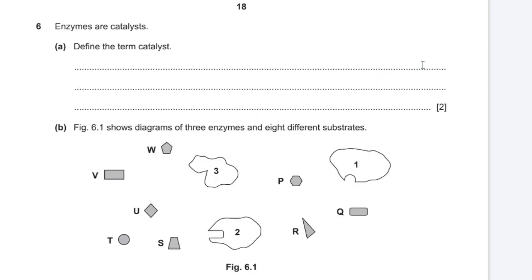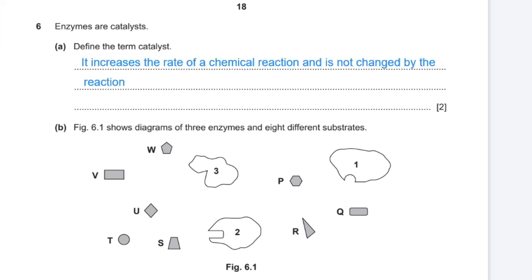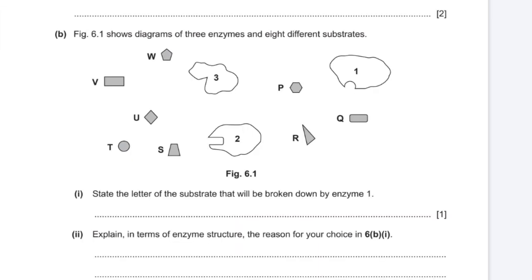6. Enzymes are catalysts. A. Define the term catalyst. So a catalyst is a substance which increases the rate of a chemical reaction and is not changed by the reaction. B. Figure 6.1 shows diagrams of 3 enzymes and 8 different substrates. 1. State the letter of the substrate that will be broken down by enzyme 1. So enzyme 1 over here has an active site which is curved almost like a semicircle. So this means that the substrate for enzyme 1 should have a similar structure, which happens to be T.